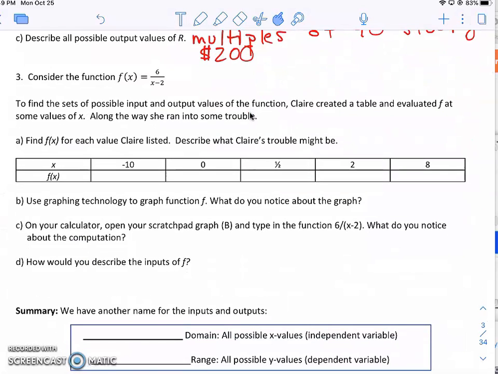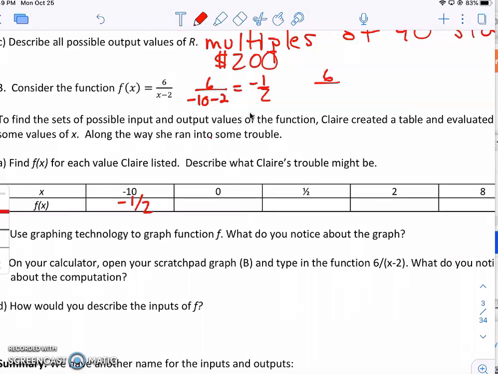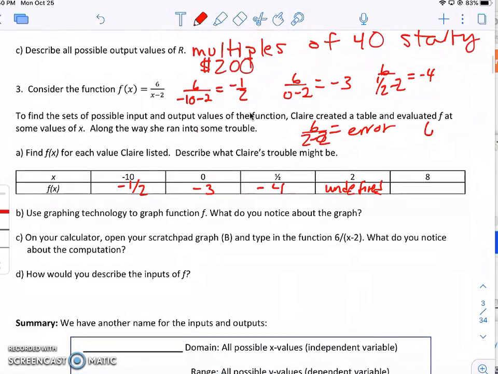All right, so the next thing we did is we looked at this equation and we started to create tables. And we used our calculator and plugged in these x values. So we said 6 over negative 10 minus 2 is negative half. Then we plugged in 0, so 6 over 0 minus 2, negative 3. 6 over half minus 2, negative 4. We plugged in 2, 6 over 2 minus 2. Well, this gives us an error. And then we did 6 over 8 minus 2 was 1.